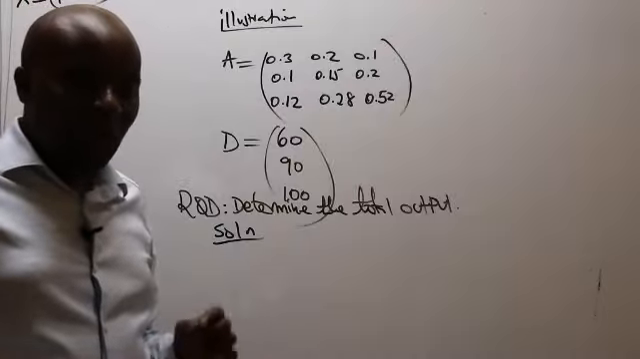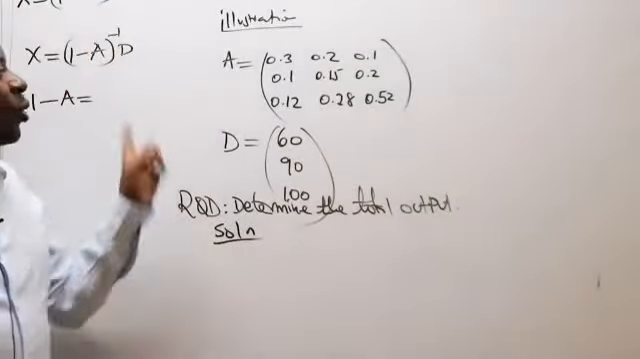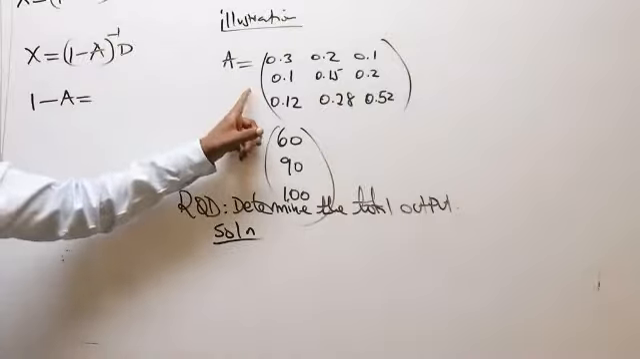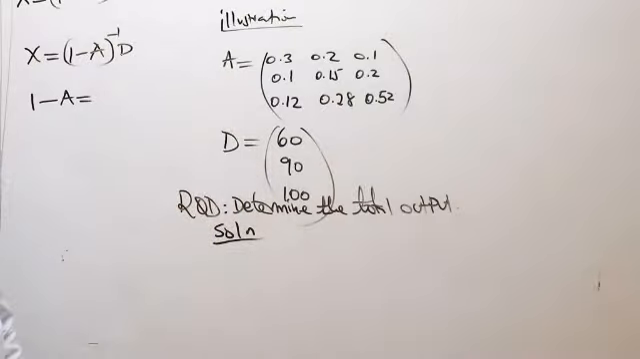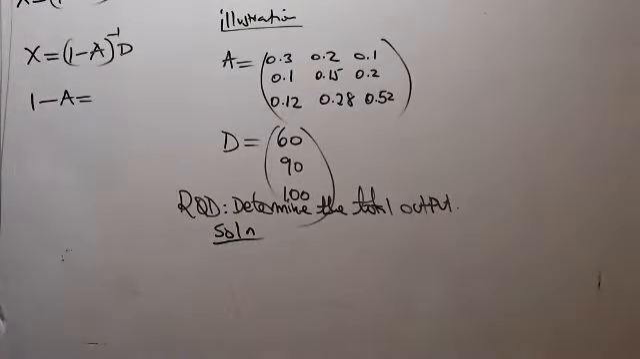Yeah, identity, according to Lucy here, should be 3 by 3. Why should it be a 3 by 3? To rhyme with matrix A, which is a 3 by 3 matrix.